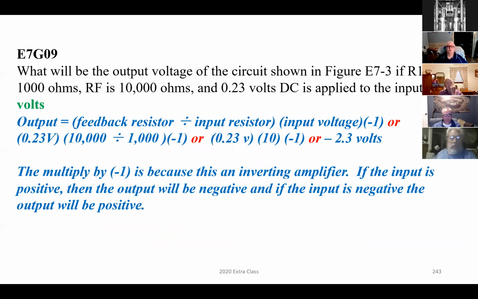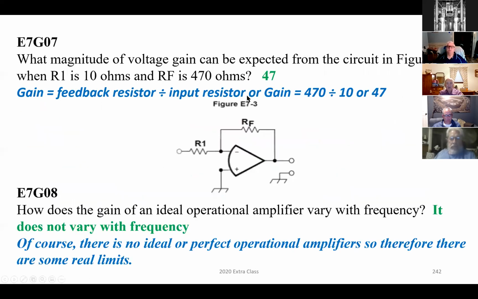All righty, what will be the output voltage of the circuit shown in figure E7-3 if R1 is 1,000 ohms, RF is 10,000 ohms, and 0.23 volts DC is applied to the input? That would be negative 2.3 volts. Okay, I'm going to flip back. This is figure E7-3.